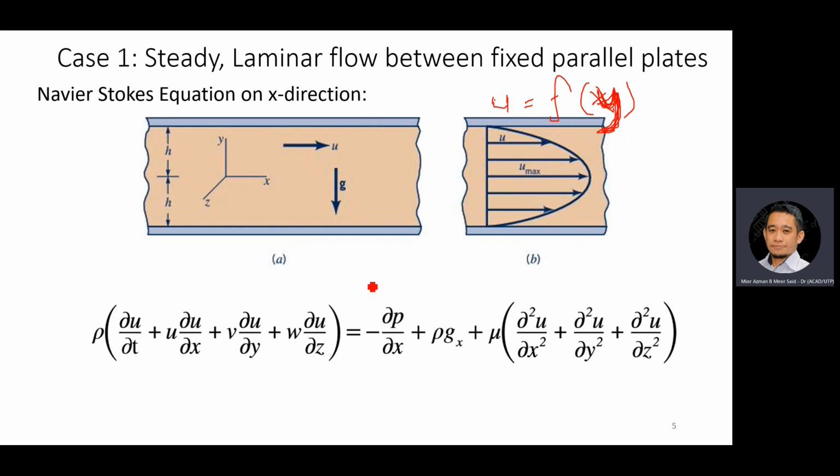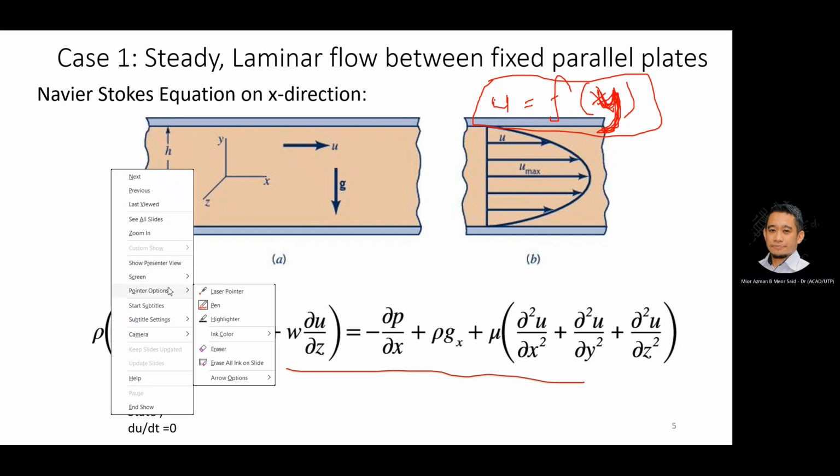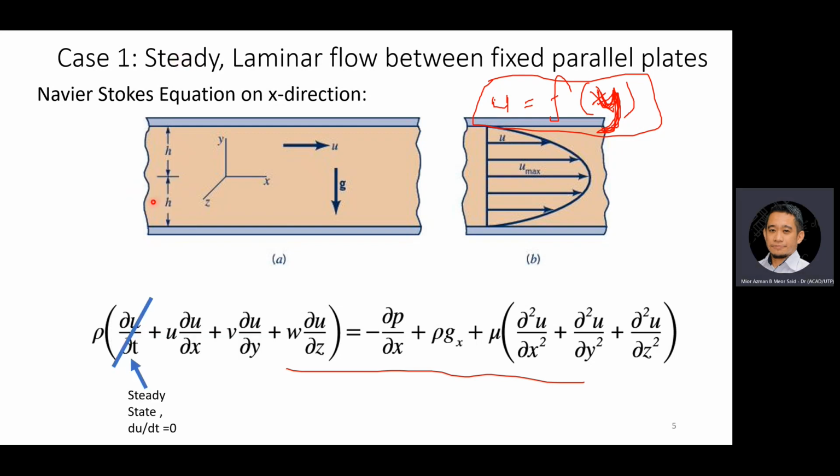Okay, so we shall do it together, right? We're going to simplify this equation, and in the end we're going to find u as a function of y. So we shall take a look first. Here is a steady state, right? Steady state means that all the variables related to time are equal to 0. So you know that du per dt here equals 0.